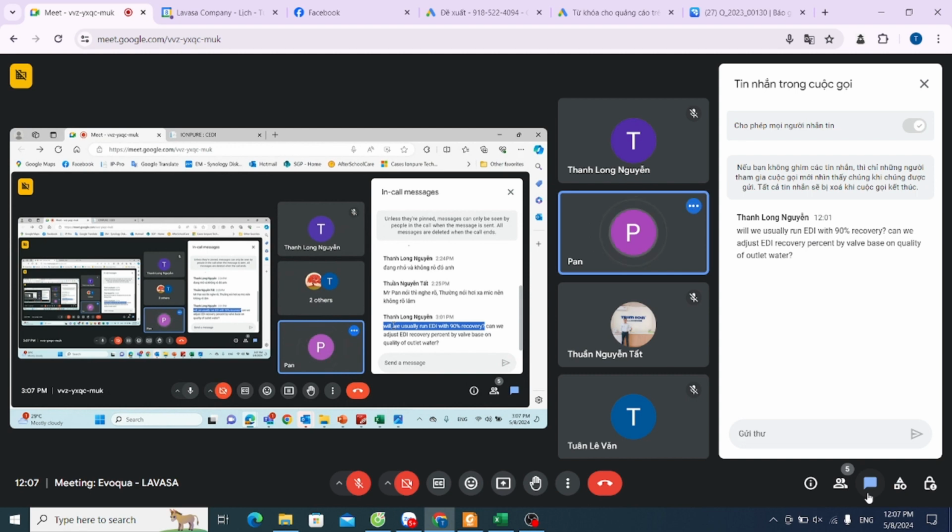The best combination is if you can convince the user, say, I change the RO membrane for you and change the EDI for you. Everything new, one set. Then I can be sure that the EDI will run for very long. That is the best way. All of it depends very much on the field.